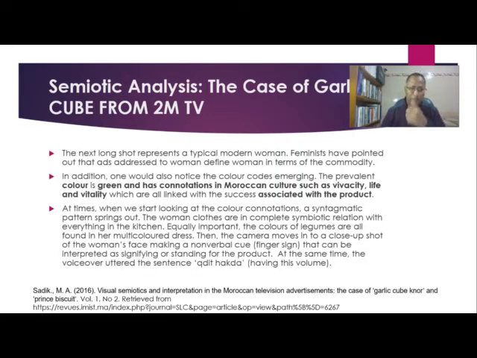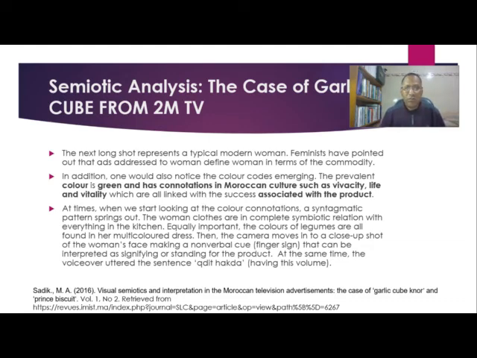So the next chart, I think, represents a typical modern woman, and the advertiser is advocating a feminist tendency, trying to show the woman in the way the ad addresses and portrays her, not as a commodity, but as a stereotypical picture of success and happiness, as I have already said.